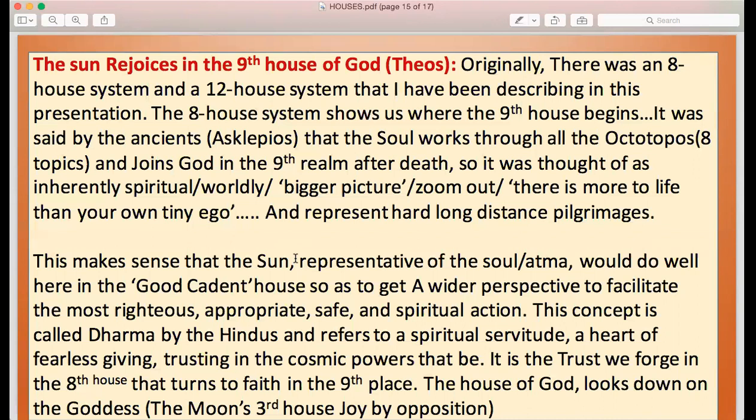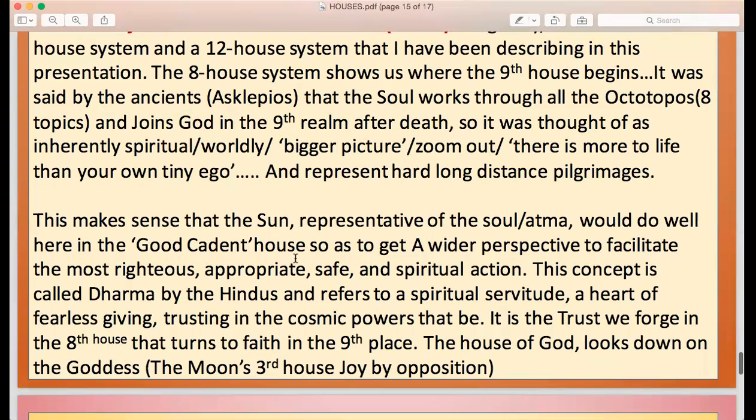The body moves through these houses and joins God in the ninth, the realm after death. So of course it's going to be inherently spiritual, bigger picture, more worldly. There is more to life than your own tiny ego, and kind of like, is there more than this? Questions. So it makes sense that the sun, the representative of the soul, Atma, would do well here. And it's considered the good Ketan house.